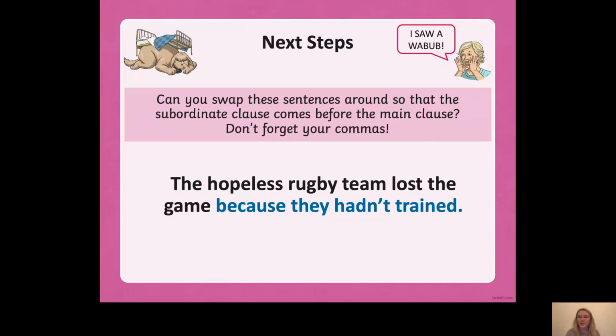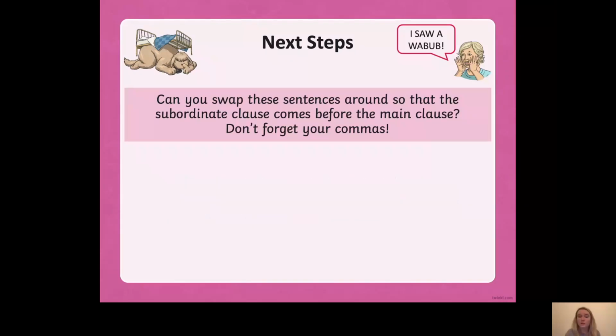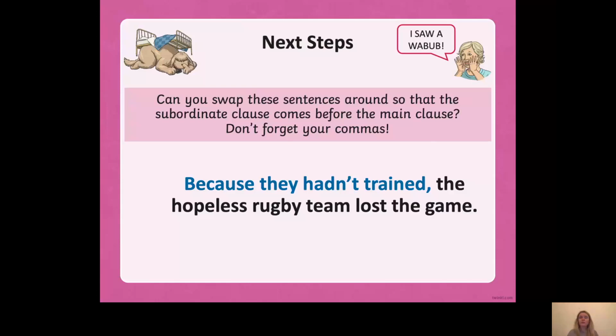Okay, year two, let's have a look. What does it become if we put it at the beginning? Well, it becomes because they hadn't trained, the hopeless rugby team lost the game. So look, our subordinate clause is at the beginning because I start with my subordinating conjunction because, and then I have my subordinate clause, and then I have the main clause that gives me the main information. Because they hadn't trained, the hopeless rugby team lost the game.